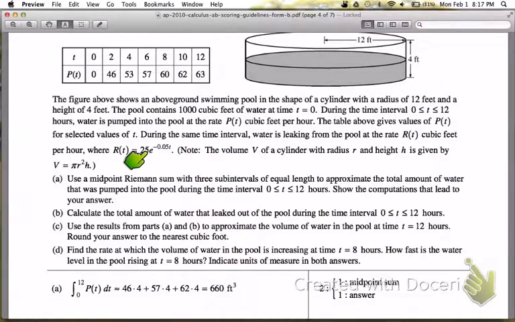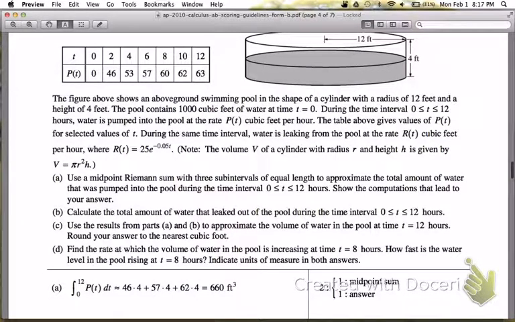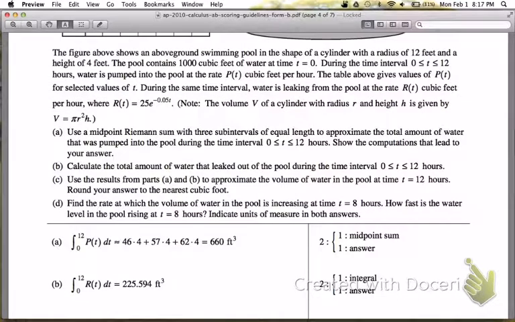Again, you 100% need to show what you're plugging into your calculator. If you just put the answer, they're not going to give you credit, okay? You have to show what you're putting into your calculator as well. If you don't put that, they will mark you off.